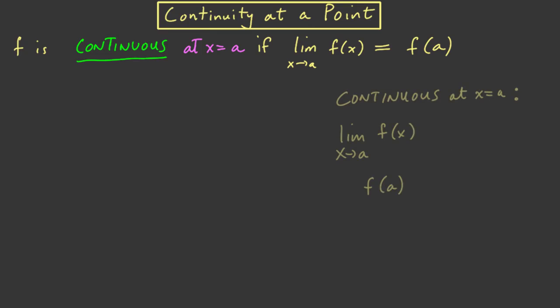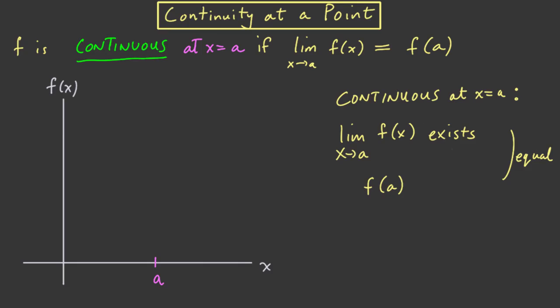So back to the definition. We need the limit and the value to be equal. In particular, they both need to exist. Graphically, that's going to look like this. f of a has to exist, so we have to have a point at x equals a somewhere. And then the limit as x approaches a has to equal this same value. So when we come in from the left, we have to approach that value. And also coming in from the right, same thing. The overall limit has to equal that value.